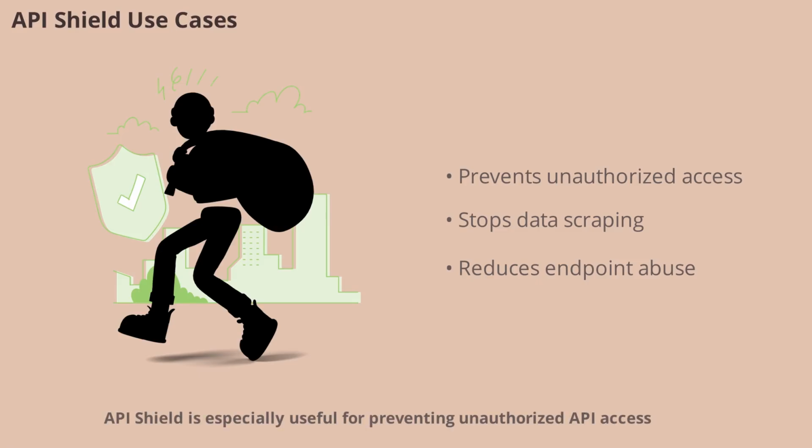API Shield is especially useful for preventing unauthorized API access, data scraping, and endpoint abuse. By validating requests and blocking invalid clients, it ensures your API is only used as intended. This reduces the risk of data leaks and keeps your backend secure.